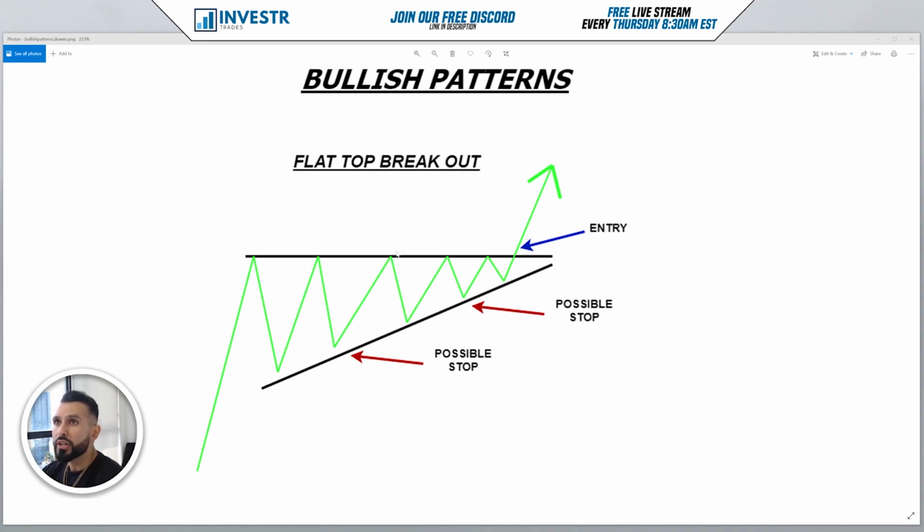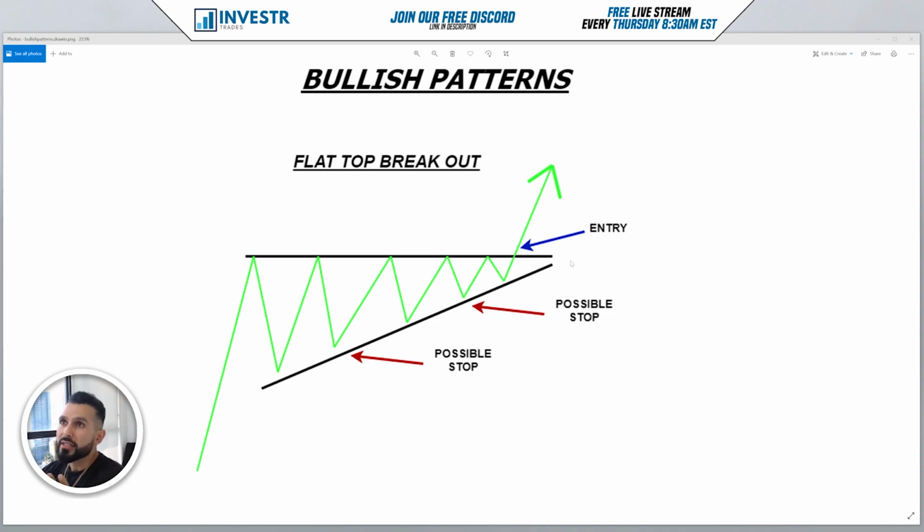Now the flat top breakout usually happens with an aggressive move to the upside, some consolidation, but the top here is very clearly identified as a flat area that price action cannot get above. And at the bottom here, we're constantly making a lower high, lower high, lower high. Eventually when we break out and you see volume start to come in, this is where you take your entry.